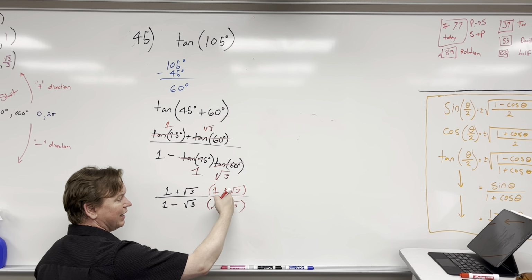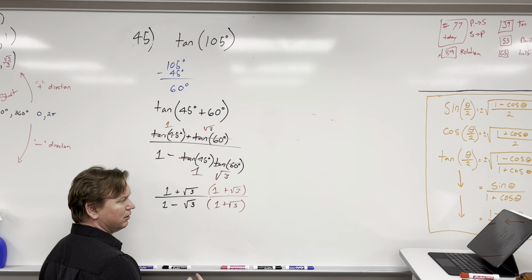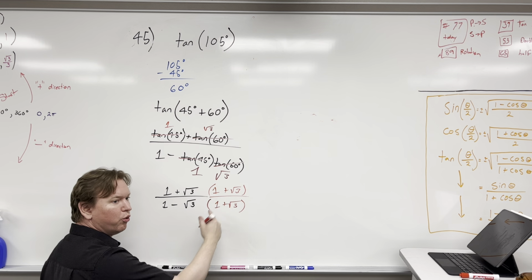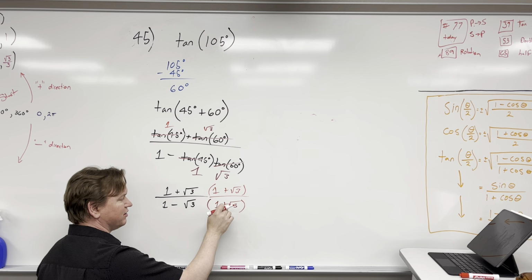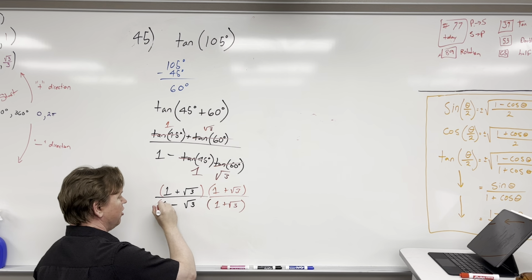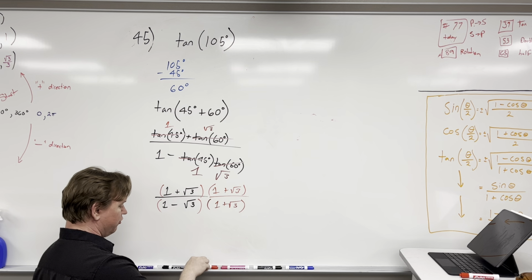Why do I write it like this? Because that's equal to 1. It's equal to 1. You're not changing the equation. It's just a transformative process. That's all that's happening there. Okay? So now we do the math to go through here.